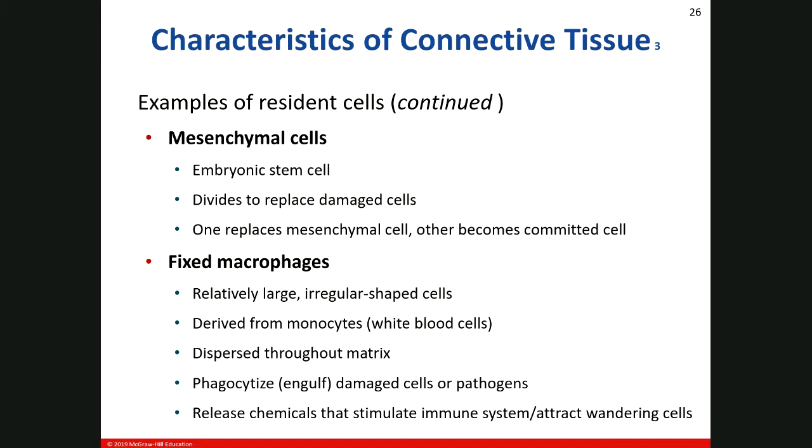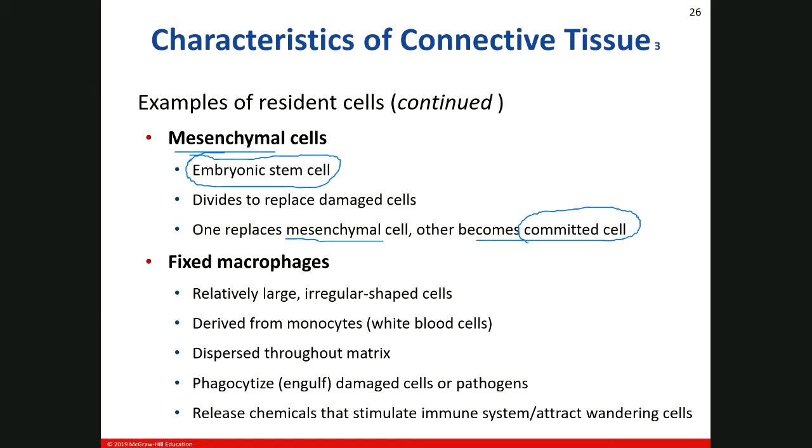The third type of resident cell are mesenchymal cells. Whenever you see mesenchyme or mesenchymal whatever, you want to think of this term right here, embryonic stem cell. A stem cell can differentiate, which means turn into other types of cells. It could turn into cartilage cells or bone cells or muscle cells. There are some limitations, but it is a stem cell. So what will happen is if you have a damaged cell, it will divide into two cells. One of those cells will turn into another mesenchymal cell. The other one becomes the committed cell, and a committed cell is the cell that was damaged, let's say.